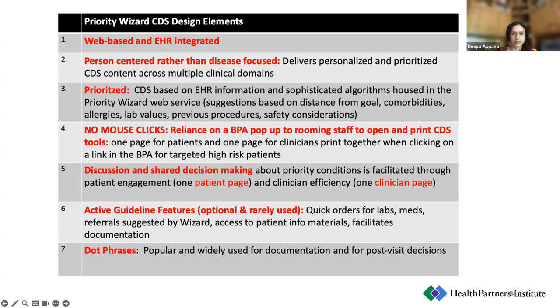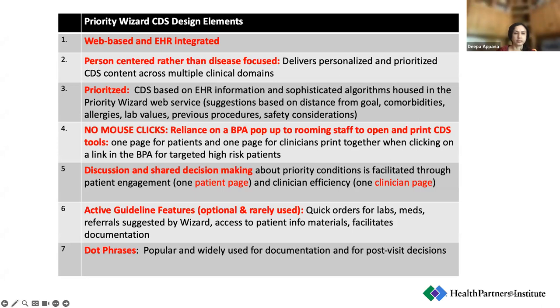So this prioritization function is critical. The care suggestions need to be prioritized if you're going to take them across different clinical conditions, because everything that's evidence-based is not of equal benefit to a given patient at a given point of time. That's a really important thing, and the prioritization function is really important. It's a complicated thing. We can talk about it in questions if you want.